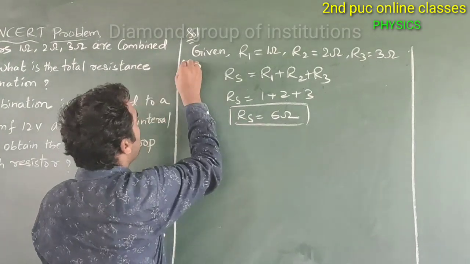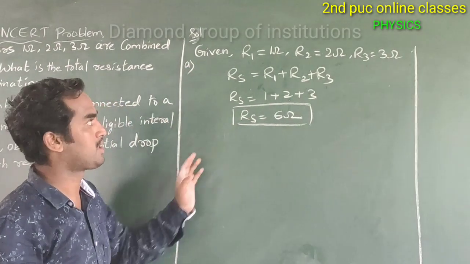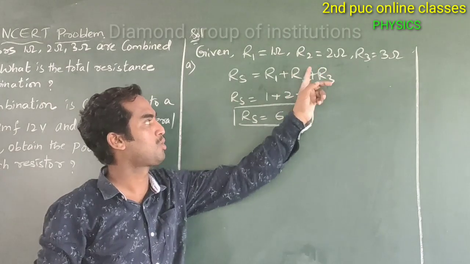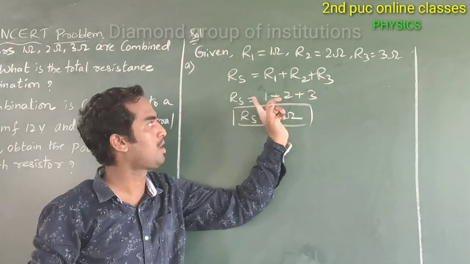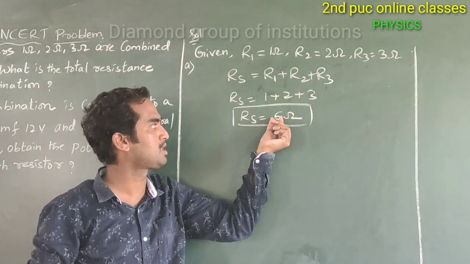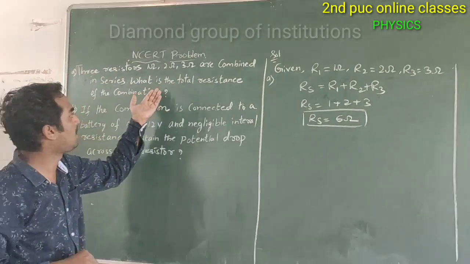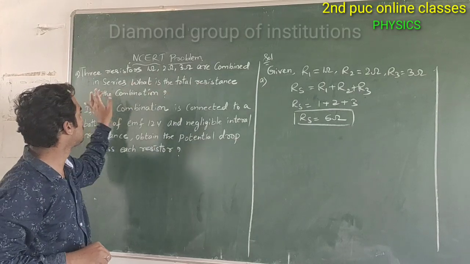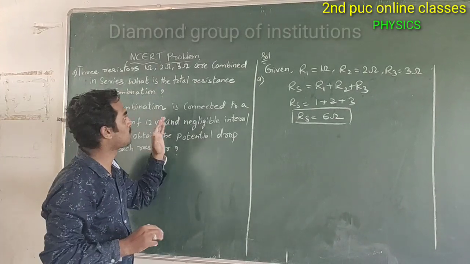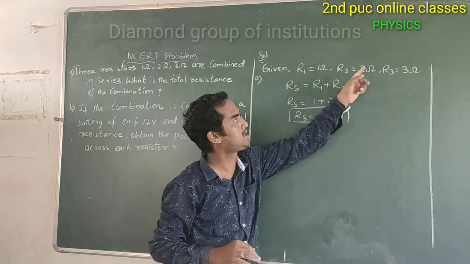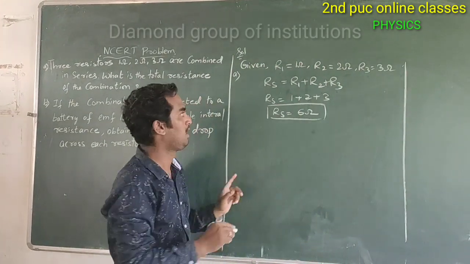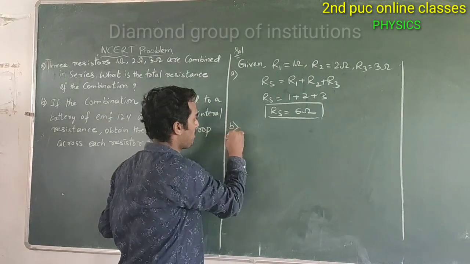So this is question number A. See once again, R1 value 1, R2 value 2, R3 value is 3. 1 plus 2 plus 3. So what is the total resistance? Rs equal to 6 ohm. So what is the question here? What is the total resistance of the combination? So we calculated the total resistance of these three resistors. And next, go to question number B.